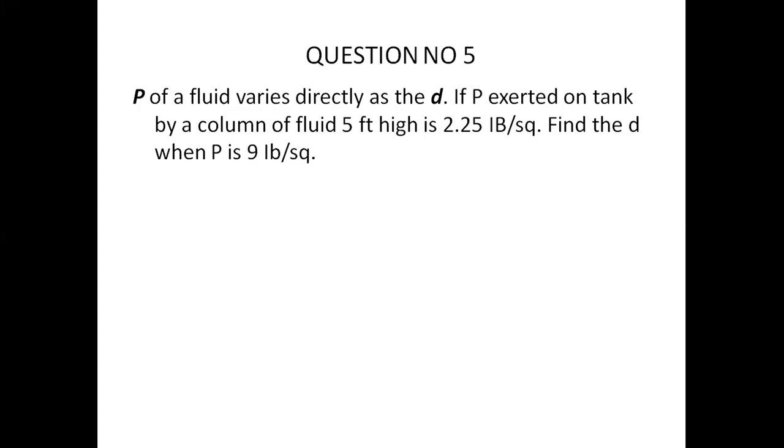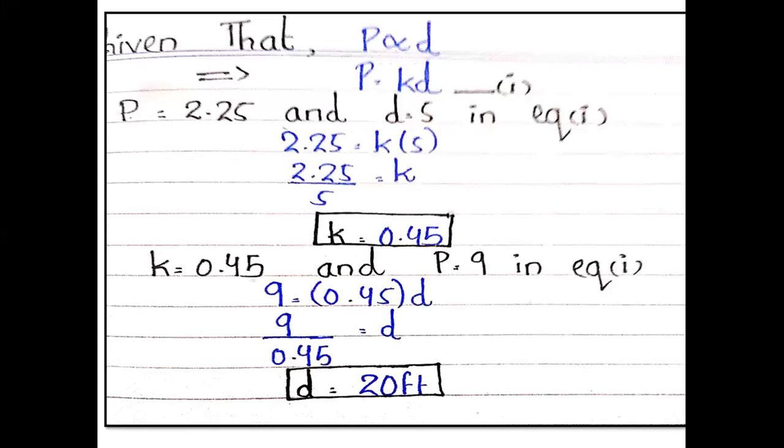Okay, so the first thing that I want you to know, P is directly proportional to D. P, as you can see over here, is directly proportional to D. Of course, we are going to use K. P is equal to K into D. This is equation number 1.